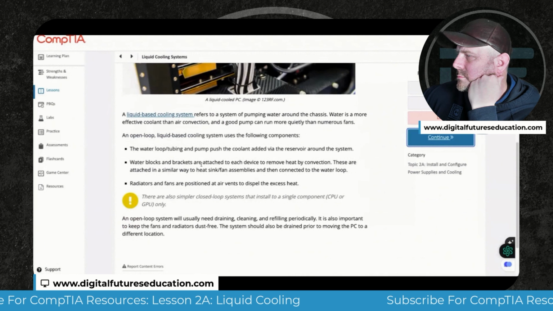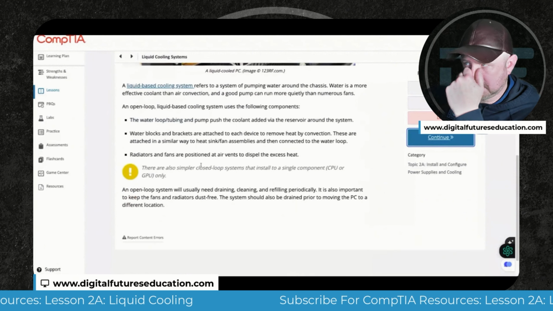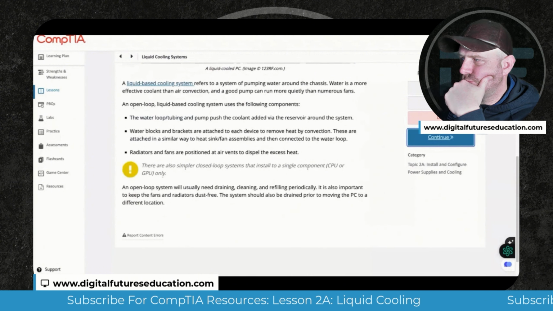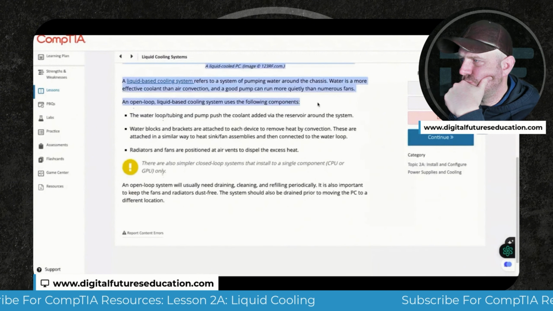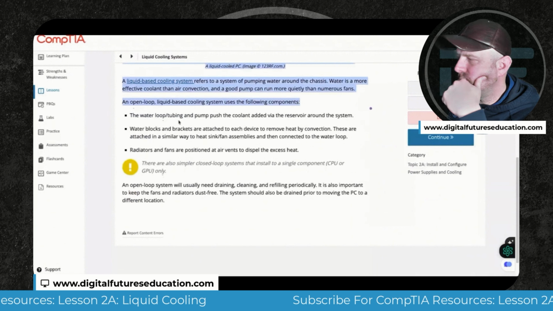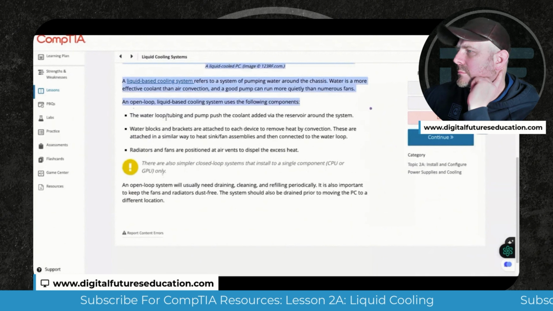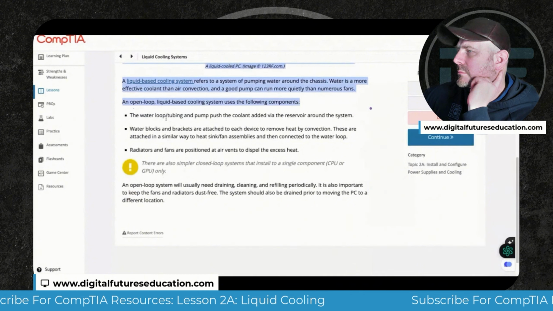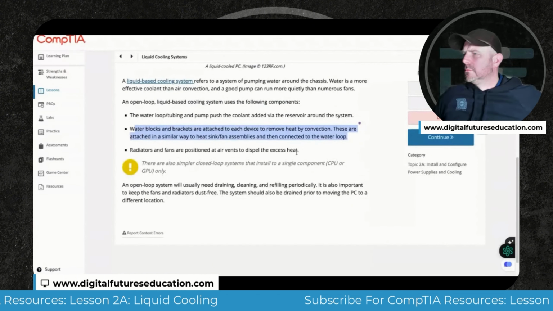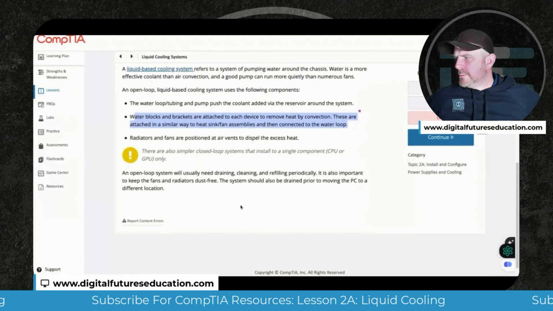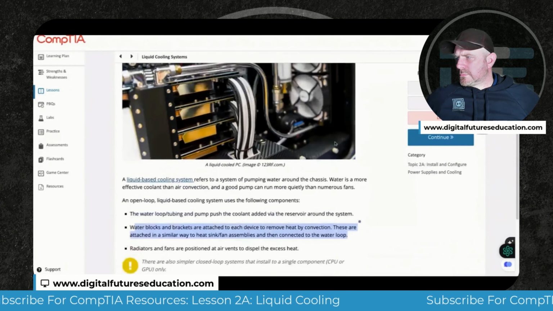Water is a more effective coolant than air convection, and a good pump can run more quietly than numerous fans. An open-loop liquid-based cooling system uses the following components: a water loop, pushing the water around with a reservoir, water blocks and brackets, radiators, and fans positioned at air vents to expel the excess heat. And so there are different sizes of water cooling systems.